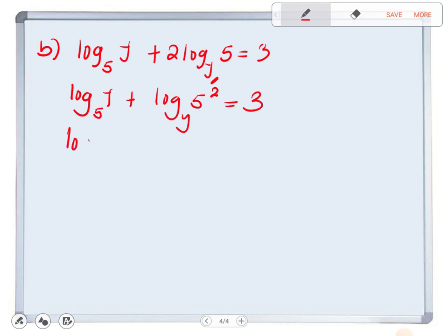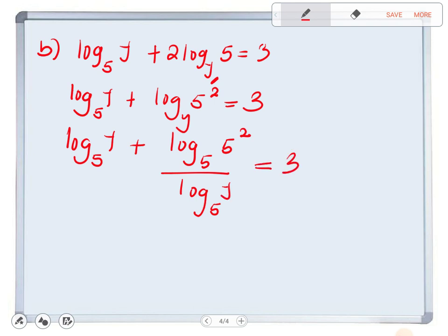Then we have log y base 5 plus, if we change this one to base 5, you are going to use the change of base formula. So we are changing it to base 5, and here we've got base 5 squared over log base 5, but here we're going to put what? Y. This is equal to what? 3. So once we reach here, you can clearly see that log base 5 of 5 gives us 1. So eventually we're just going to have a 2 on top.